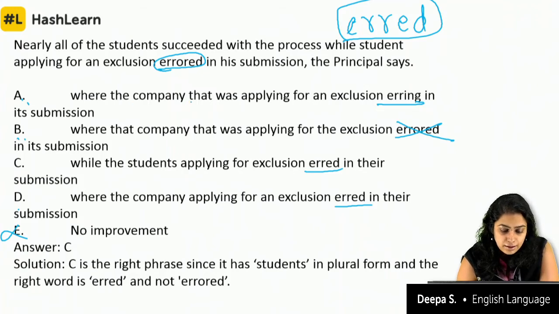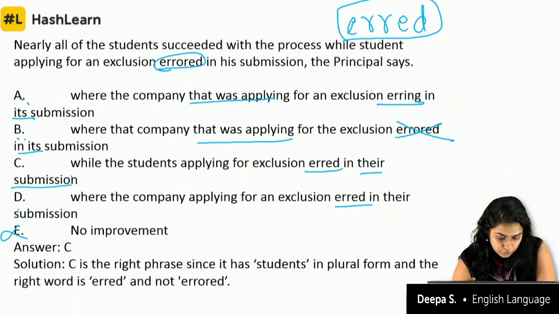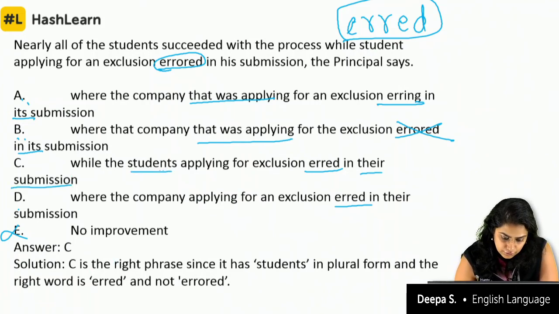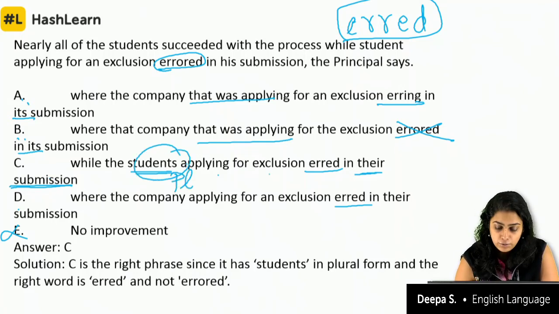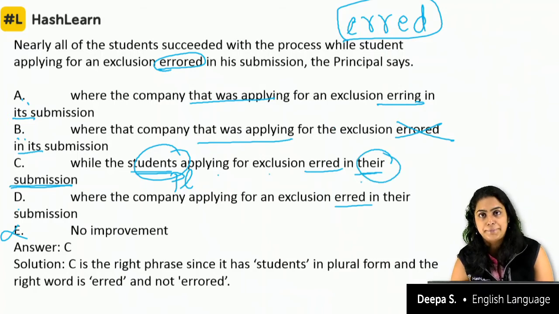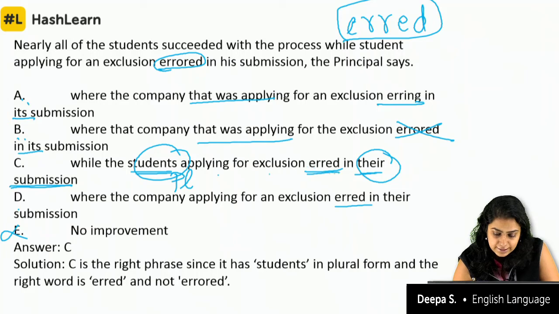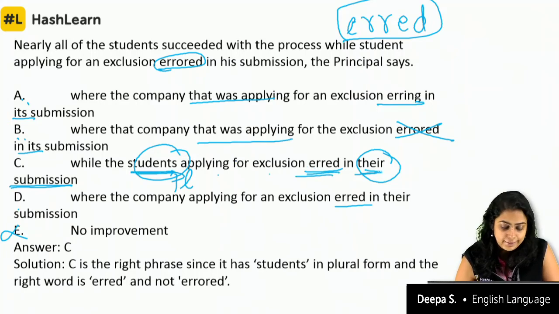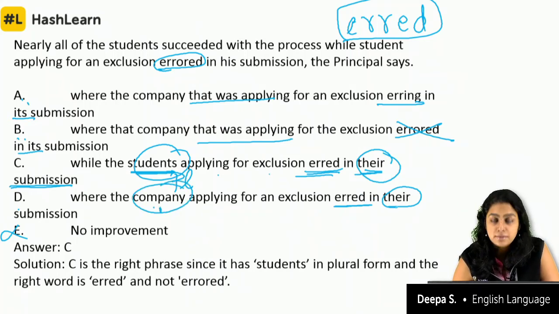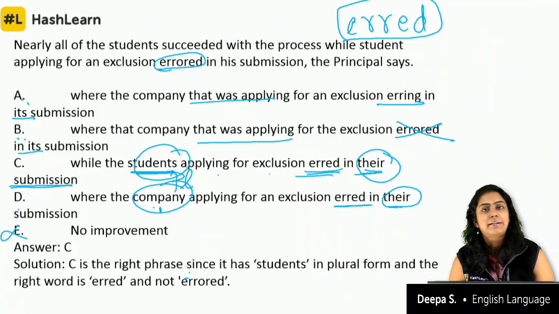Okay. Then that was applying its submission, their submission. Now, look at this. Look at this, students applying for exclusion in their submission. Students is a plural noun, so the correct pronoun has to be their. So, this makes sense. It has erred in its right form, students and then their. Makes sense? Now, look at this, erred in their submission. Here, singular subject, plural pronoun. So, C is the correct answer.